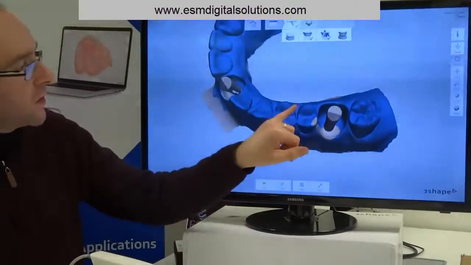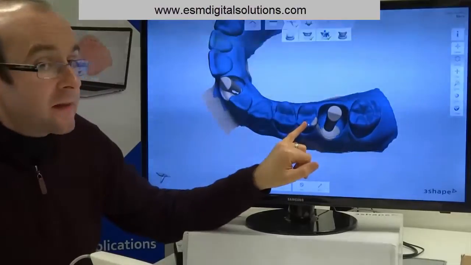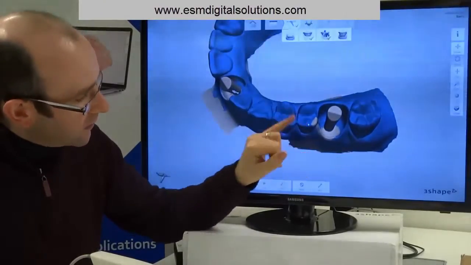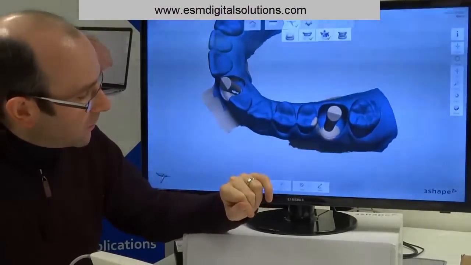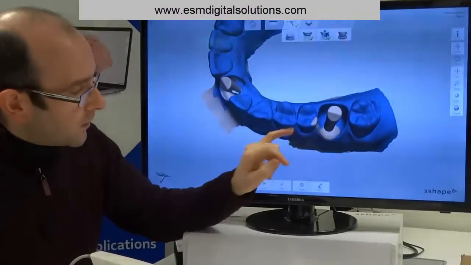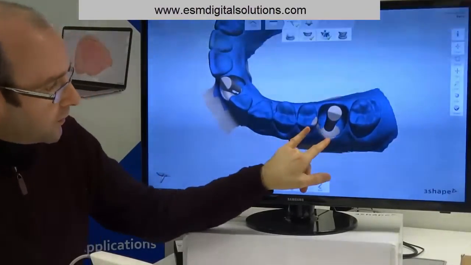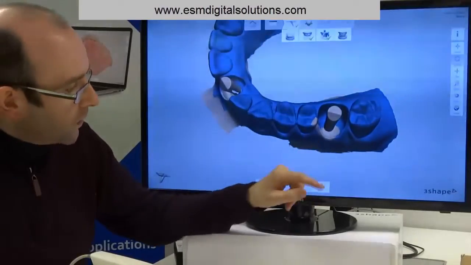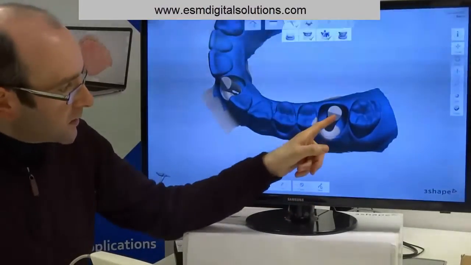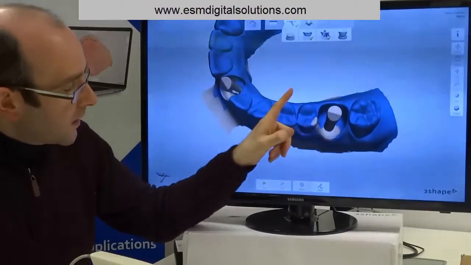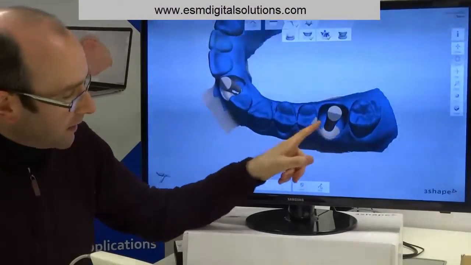So, for example, if this tooth was missing also and we had an implant located here, and we only had one scan flag, so we had two implant sites, one scan flag, what we would do is position the scan flag in one location, and carry out the scan.